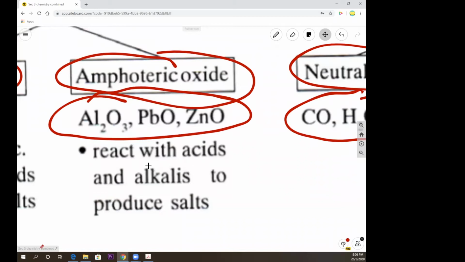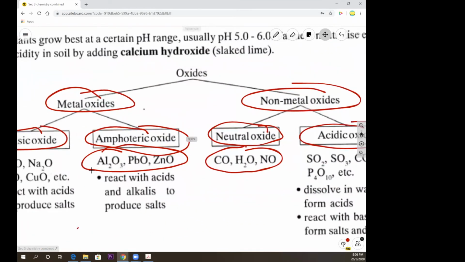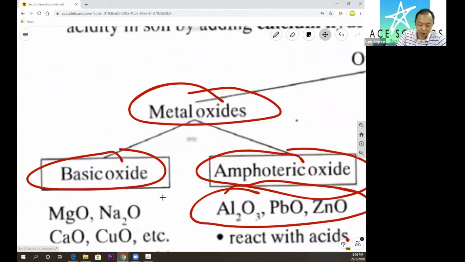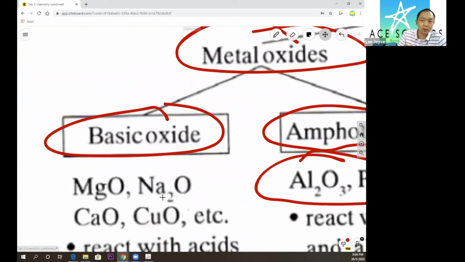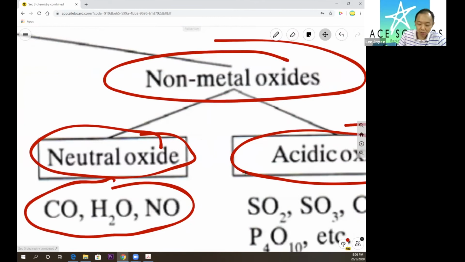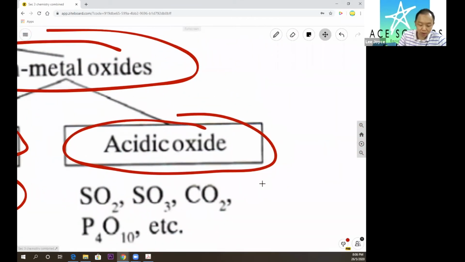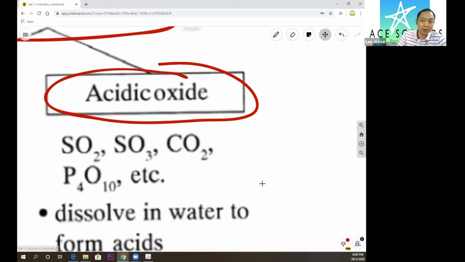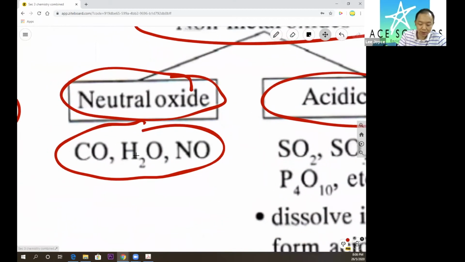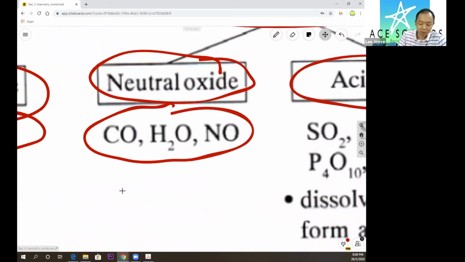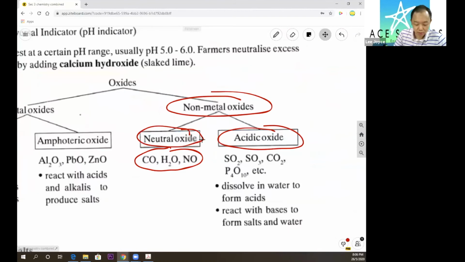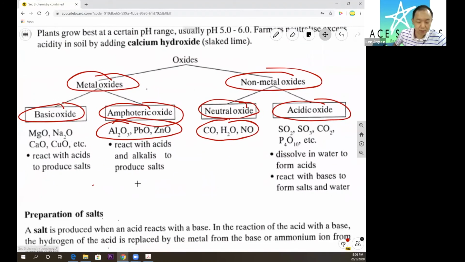Okay, they are basic. Then this one: if you take metal plus oxygen, you get a basic oxide, which means it's confirmed alkaline. If you take non-metal plus oxygen, it's confirmed acidic. But there are some non-metals, that means carbon, hydrogen, or nitrogen, which you add with the oxygen, they are nothing. They're just neutral. So this table, please memorize this right now.